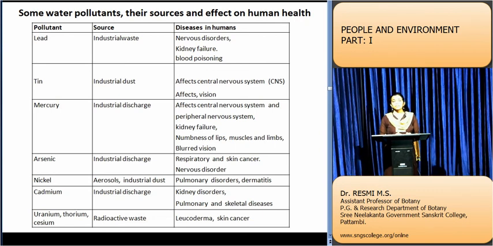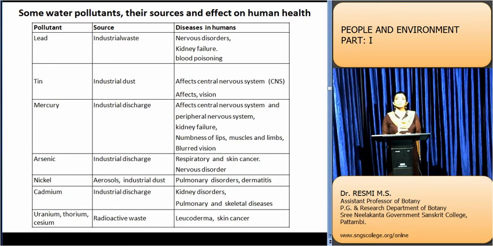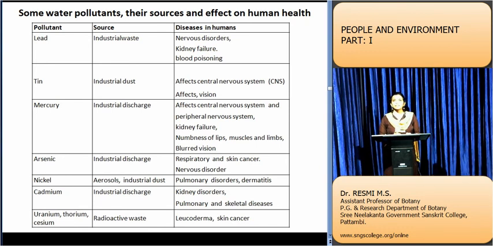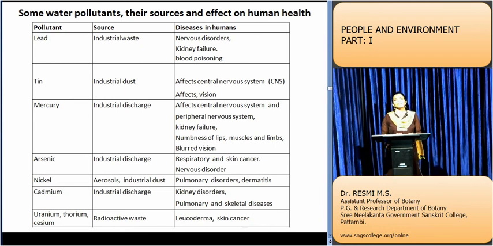Nickel, from industry as well as from aerosol, can cause pulmonary disorders and dermatitis, that is skin cancer. And cadmium, again from industrial discharge, can cause kidney disorders, pulmonary and skeletal problems. And the radioactive waste, uranium, thorium and cesium, is very dangerous to the human system. It can cause leukoderma and skin cancer.